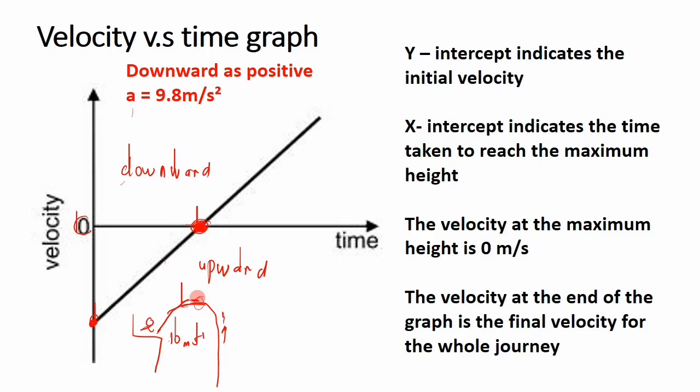Then at that point, what happens? The ball is now coming back down. But when it comes back down, it's gaining kinetic energy. So its EK increases as it goes down, right? When the EK increases, the velocity also increases, which is indicated by this increase in the graph on the downward side, above the x-axis, since now we took downward as positive.